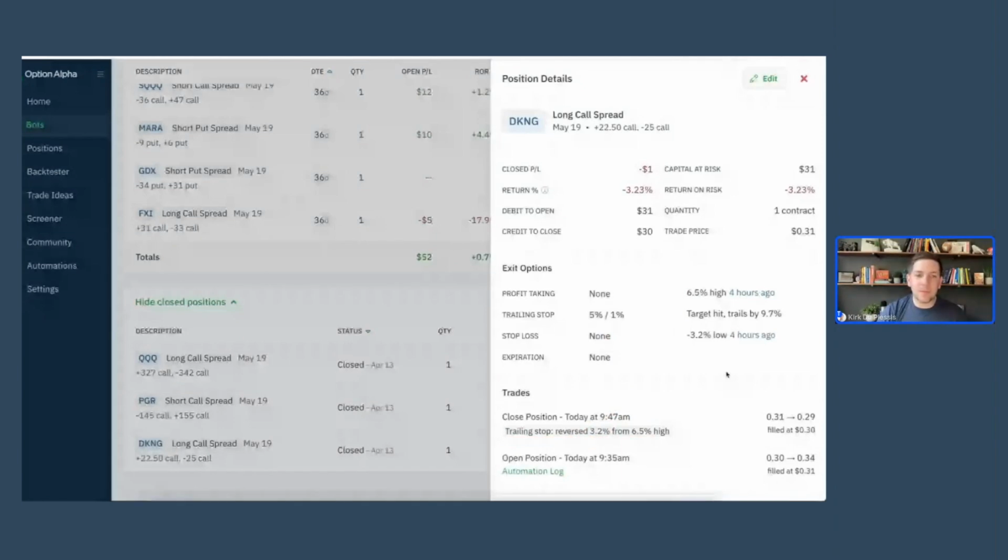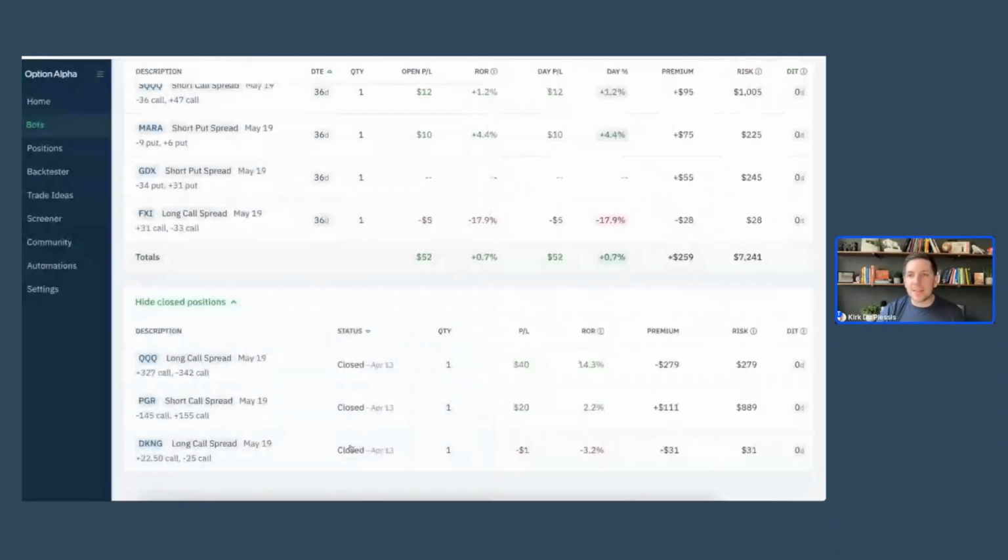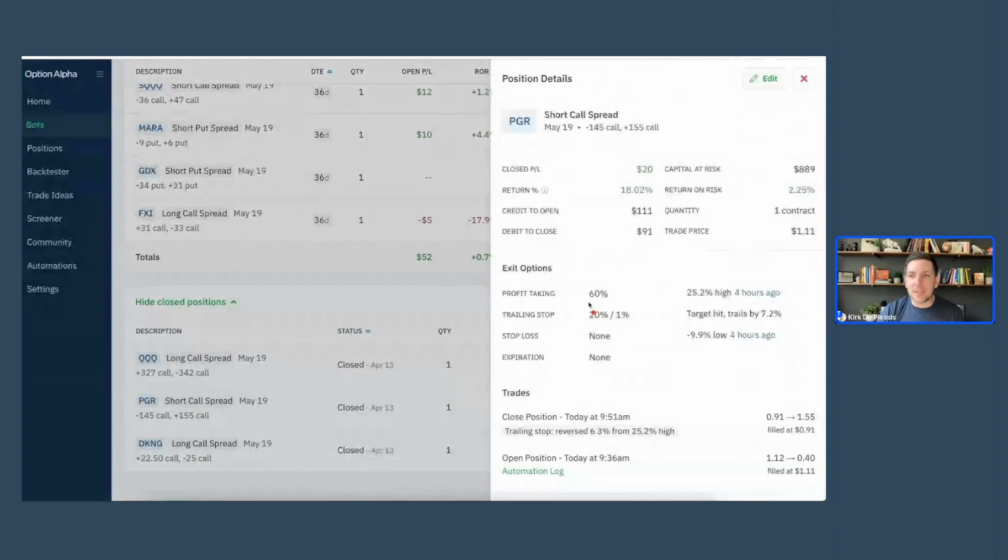Here's another example. Let's look at this one. This one had a 60% profit taking. Did it ever get there? No. Then I had a 20% target. Did it get to the 20% target? Yes, it hit the target. And then it was trailing at any point at the last time it recorded at 7.2. Reversed the trade because it had a high of 25.2 and reversed 6.3. Is 6.3 greater than 1%? Yes. So then it reversed the trade and it closed out the position. Just too tight of a position, too wide, too big.